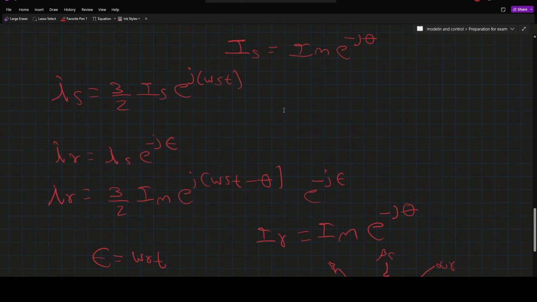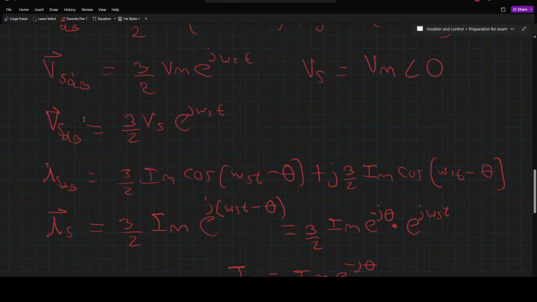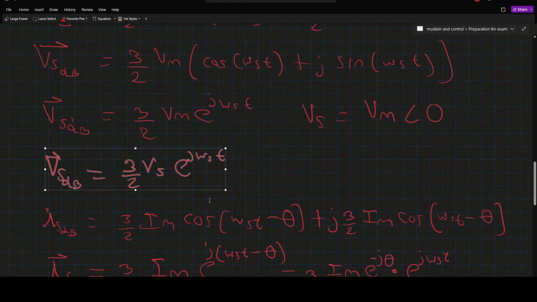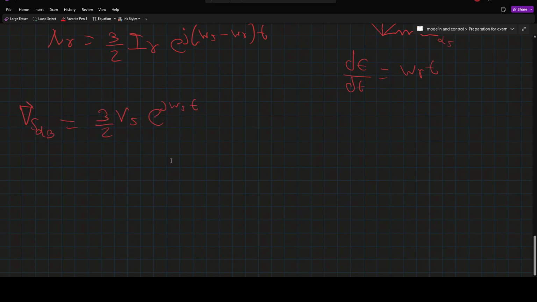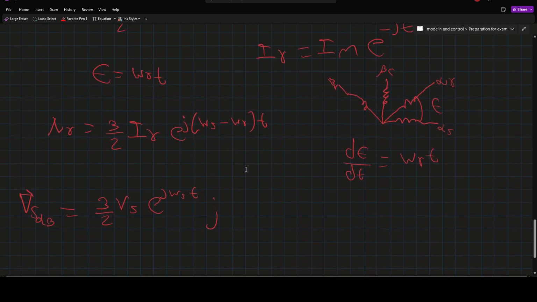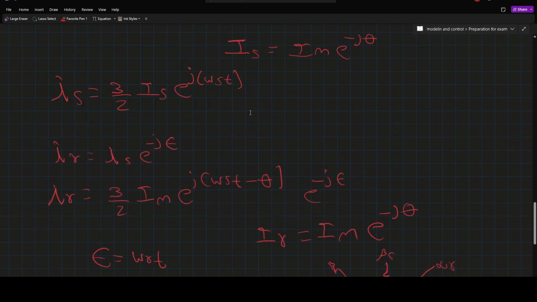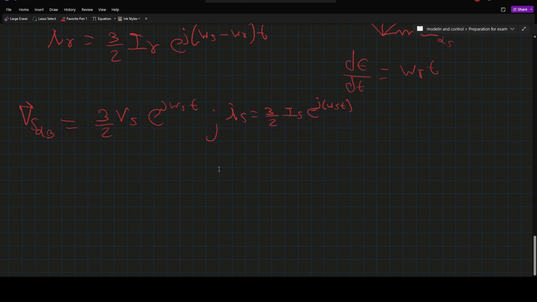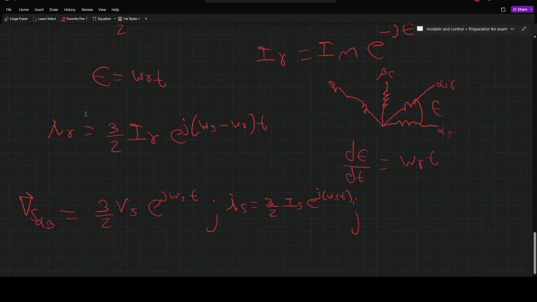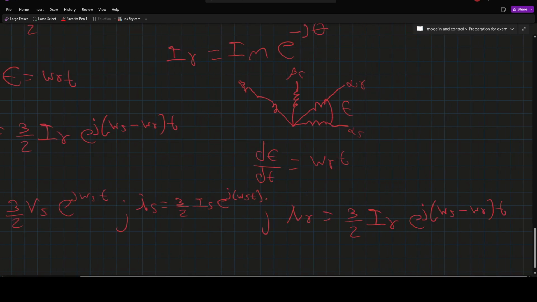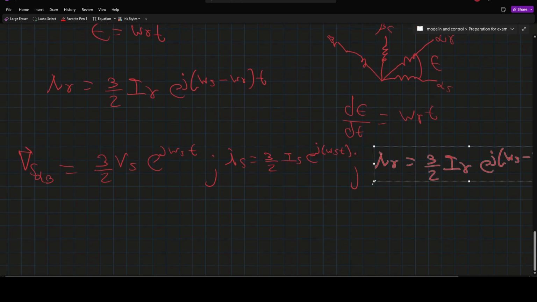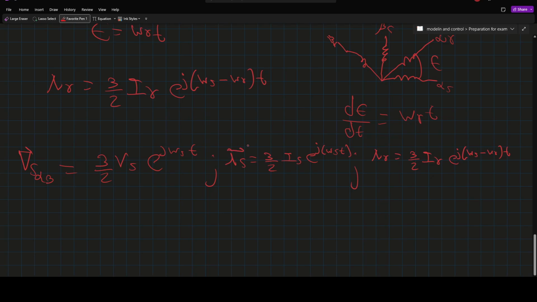Now we have our three equations. We got our B S here, we have our I S here, our I S here, and we have I R here. Remember, all of these are vectors.